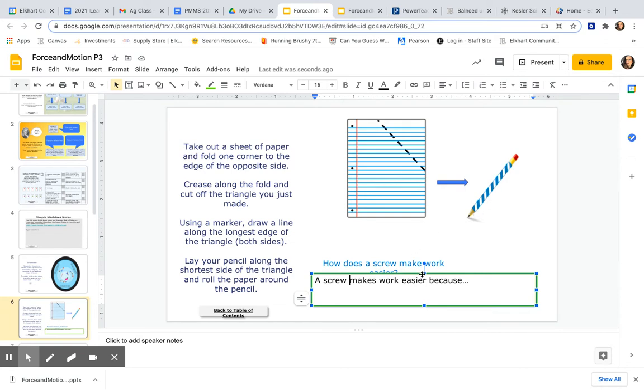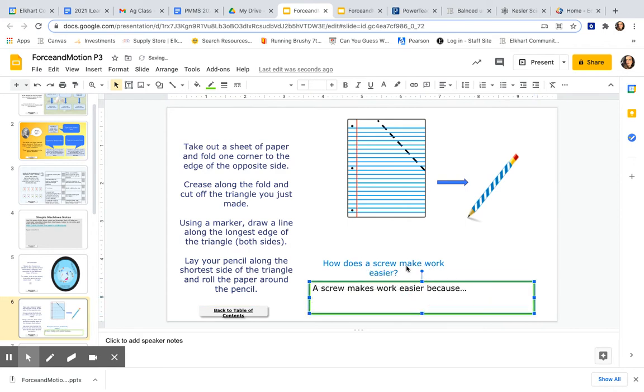Now, the question that you have to answer is, how does a screw make work easier? So a screw makes work easier because, list your reasoning right here.